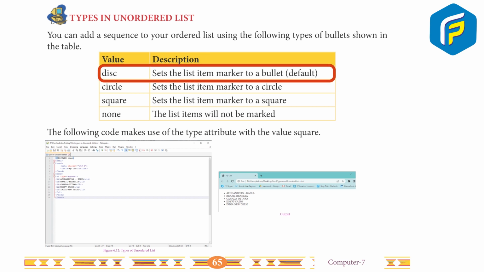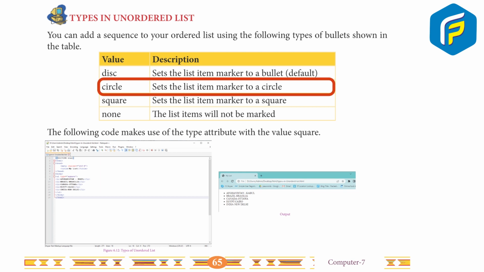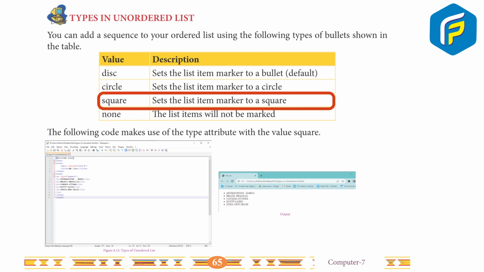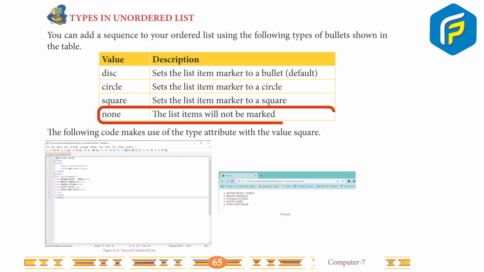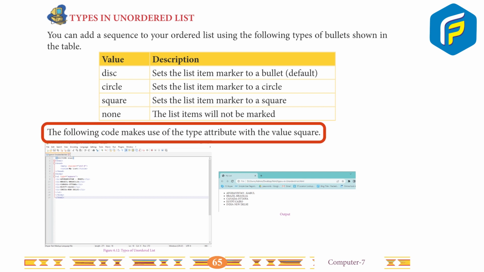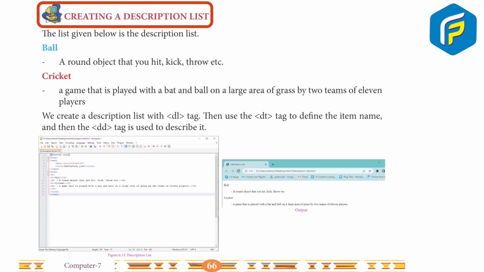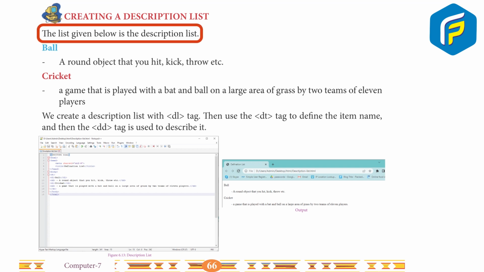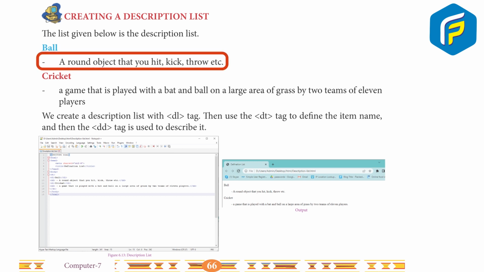Disc sets the list item marker to a bullet, the default. Circle sets the list item marker to a circle. Square sets the list item's marker to a square. None, the list item will not be marked. The following code makes use of the type attribute with the value square. Creating a description list. The list given below is the description list. Ball, a round object that you hit, kick, throw, etc.